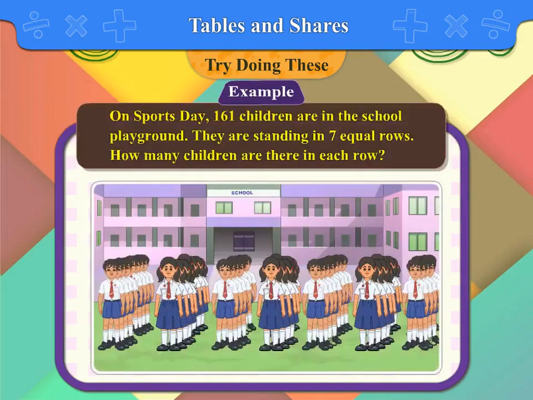Example. On sports day, 161 children are in the school playground. They are standing in 7 equal rows. How many children are there in each row?